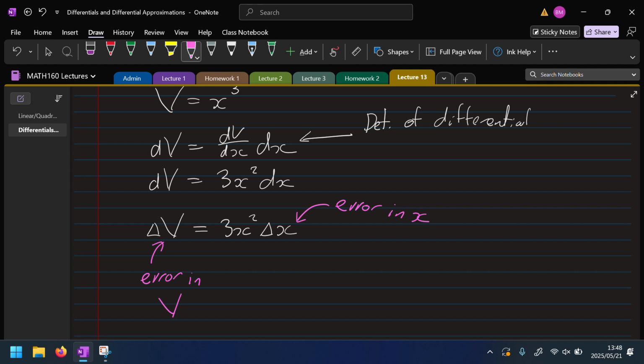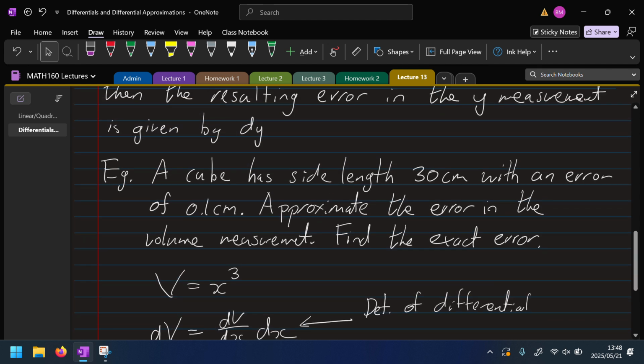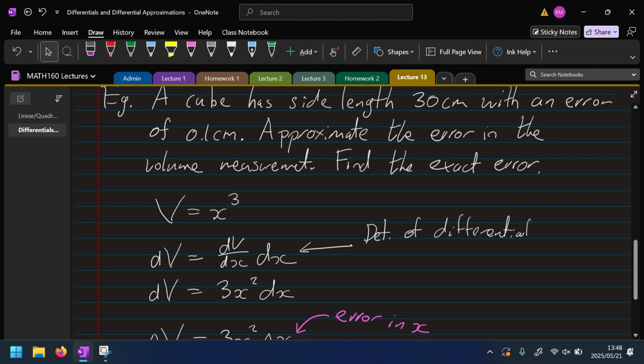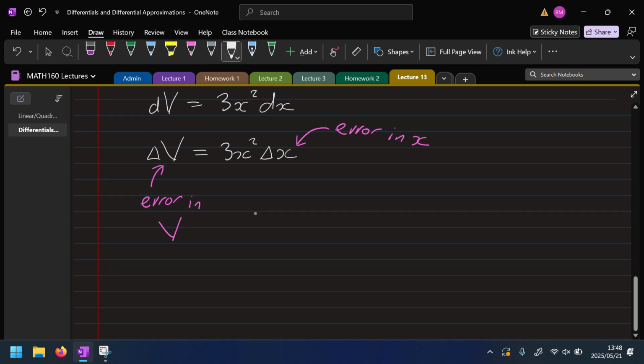So now we just substitute. We said the side length of the cube was 30, and the error was 0.1. So delta V is 3 times 30 squared times 0.1. This is some volume, so it's going to be centimeters cubed. That is the error in the volume measurement.